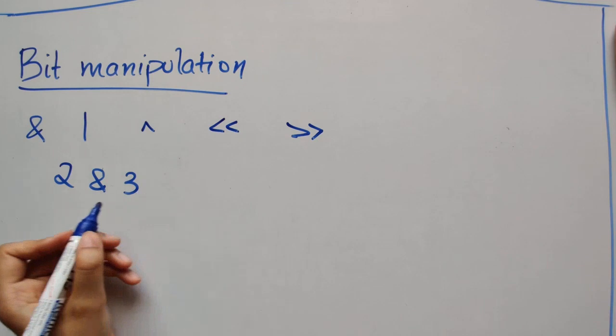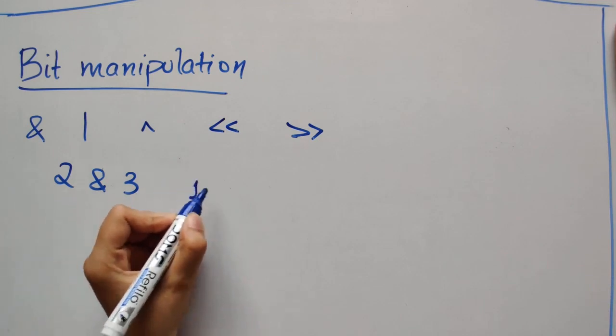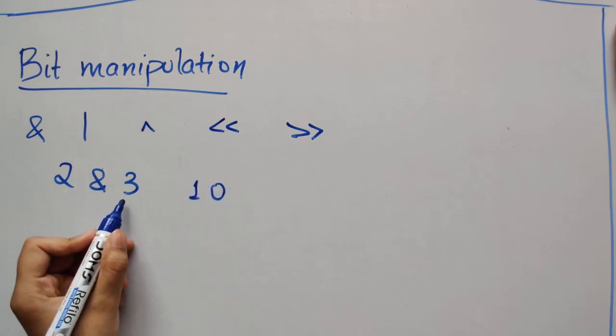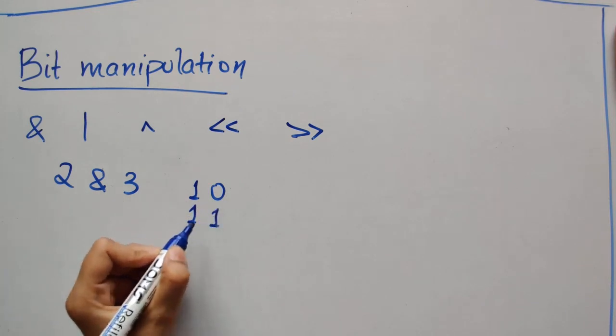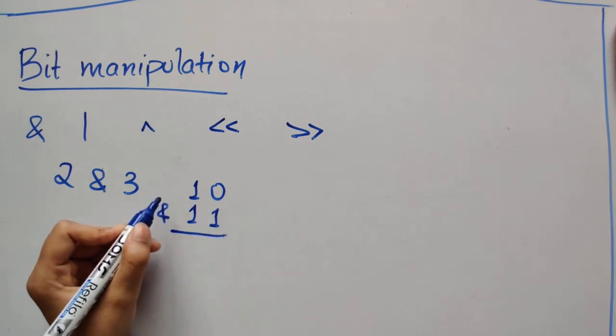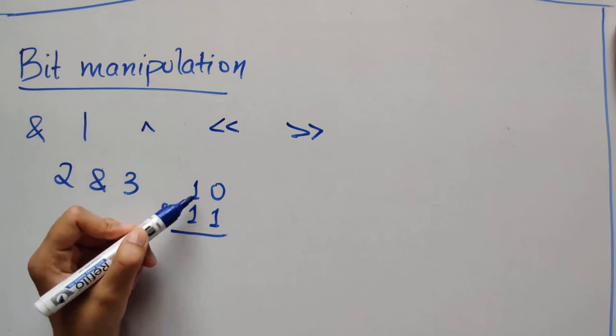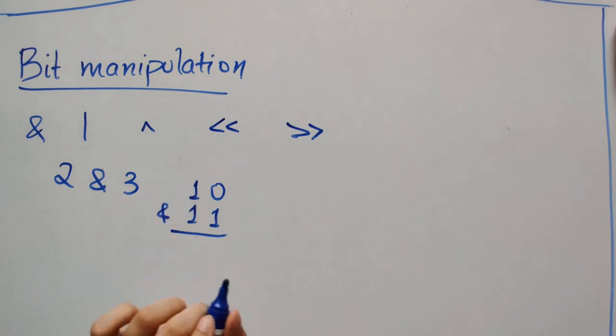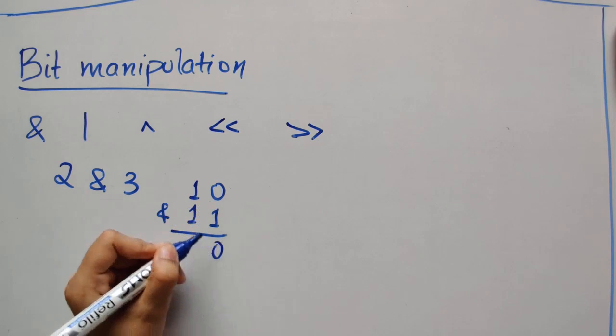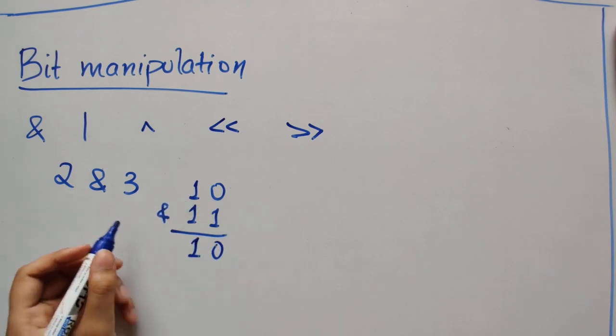We already know the binary representation of these numbers, it's 1 0. Binary representation of 3 is 1 1. And you have to do AND, bitwise AND. For AND, if both the bits are 1, only then the result is 1, otherwise it's 0. So 0 and 1 is 0, 1 and 1 is 1.